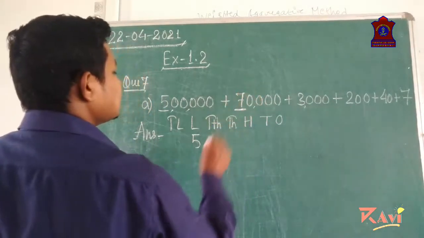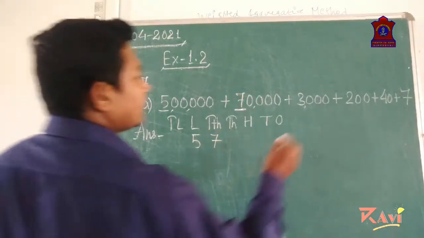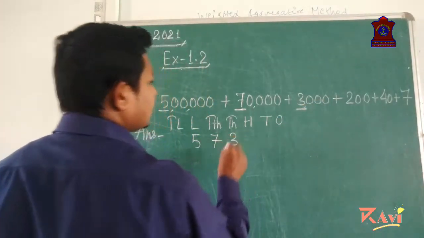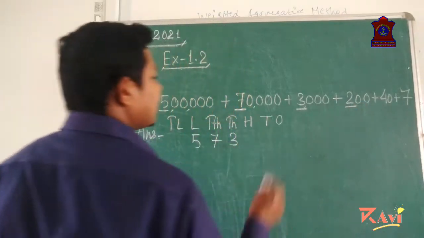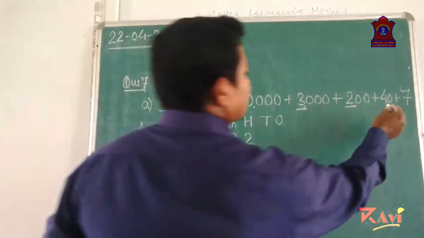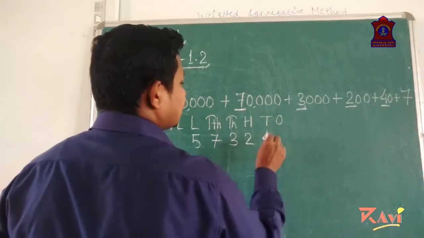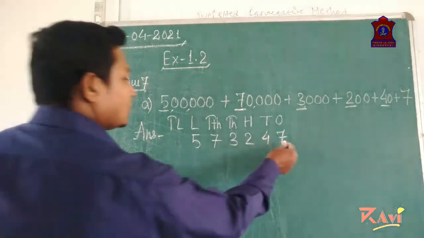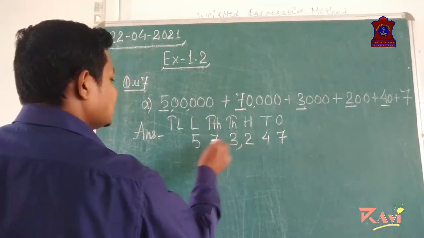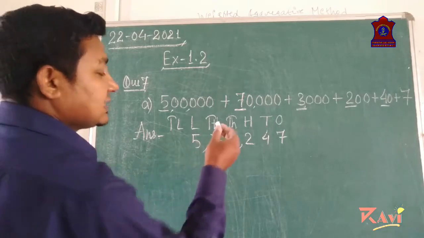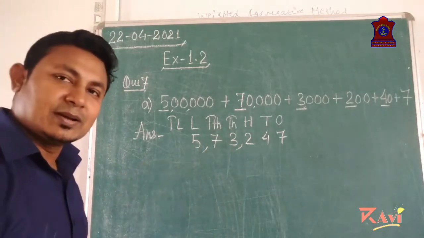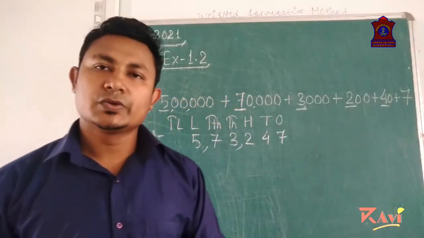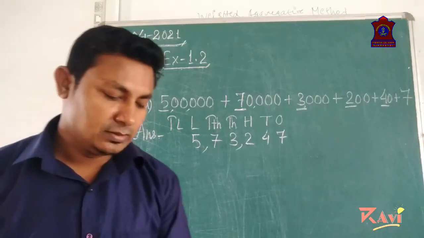Now, this number: 1s, 10s, 100s, 1000s, 10,000s. 7 is at 10,000s place. So write it here. 3 is at 1000s place. So write it here. 2 is at 100s place. So write it here. 4 is at 10s place. Write it here. And then 7 is at 1s place. So this is the number. Put the commas: 5,73,247. So like this, you can do other questions by yourself. Okay. Thank you.